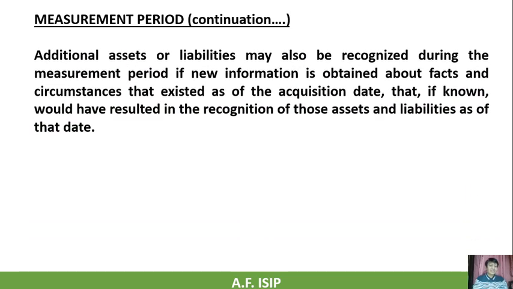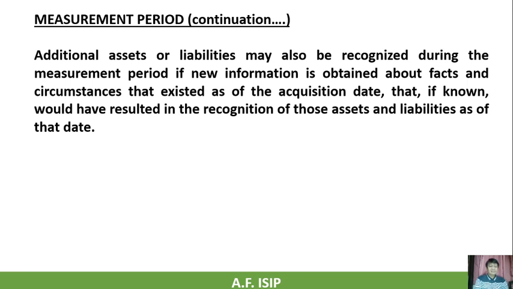So here is the third standard. Additional assets or liabilities may also be recognized during the measurement period if new information is obtained about facts and circumstances that existed as of the acquisition date that, if known, would have resulted in the recognition of those assets and liabilities as of that date.